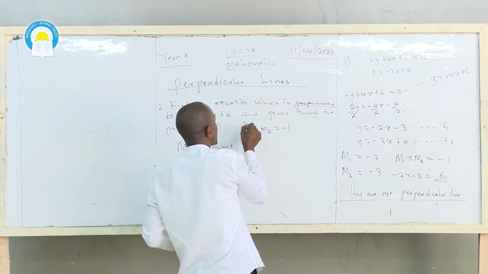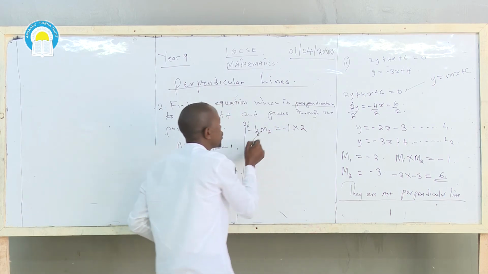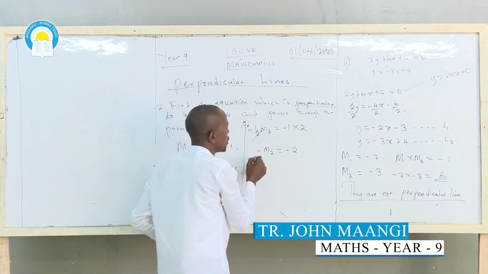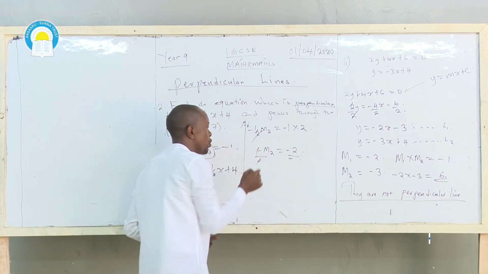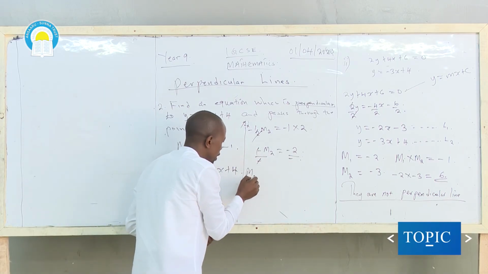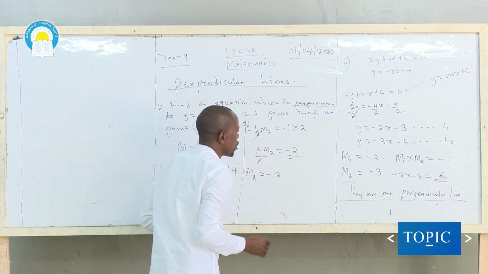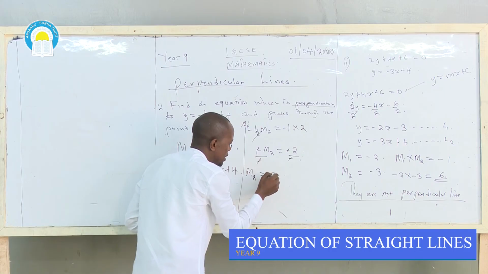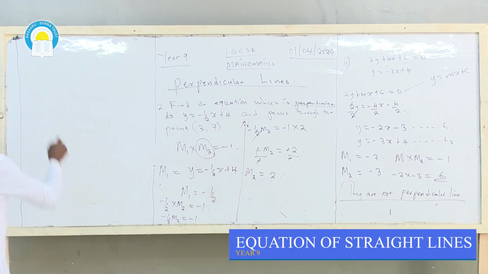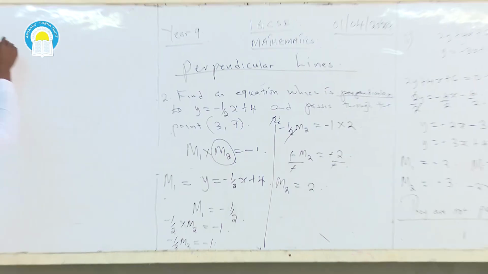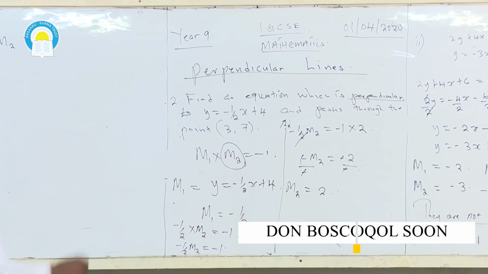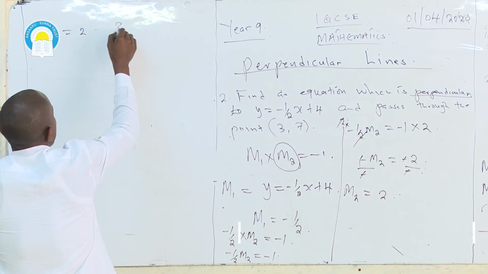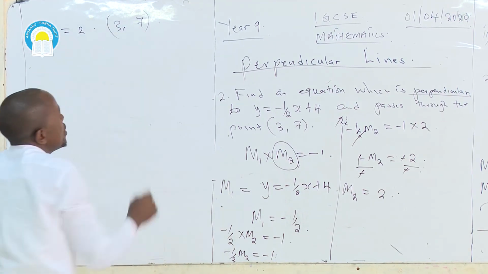Now, let's multiply both sides by 2 to do away with the fraction. So we remain with negative m2 is equals to negative 2. Divide by the negative so that we do away with the negative. Our m2, that is the gradient of line 2, which we are finding, is positive 2. Negative divided by negative is a positive. Now that we have the gradient of line 2 and the point it passes through, that is 3 and 7, it is easy to find the equation.